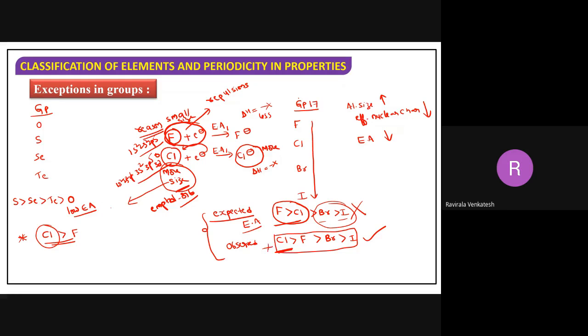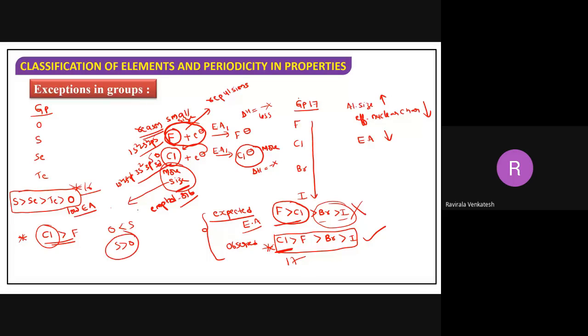So this is the order for group 17. ये आपको याद रखना है. This is for group 17 and this is for group 16. ये दोनों आपको याद रखना है. Sulfur is having more than oxygen. Same explanation आपको करना है. कौन सा explanation करना है आपको? Size explanation करना है.